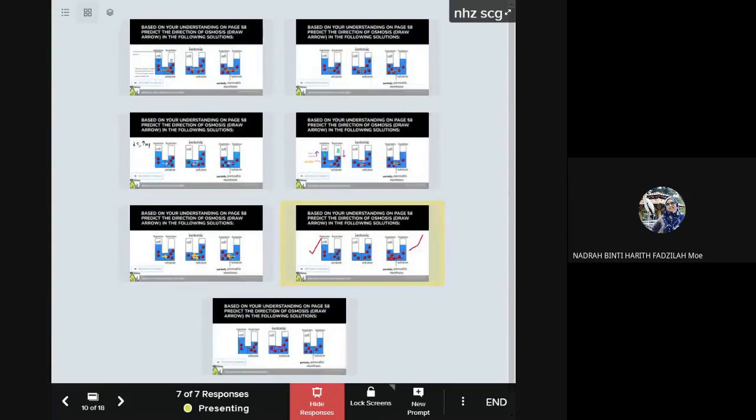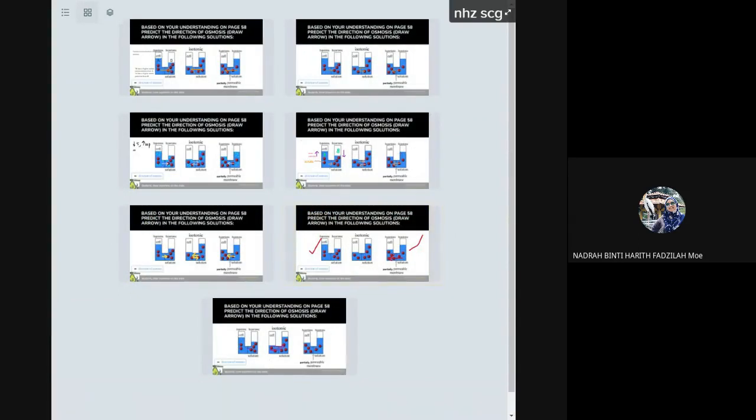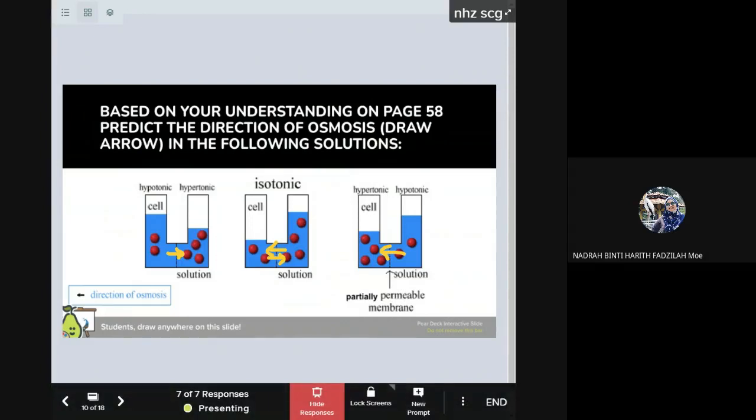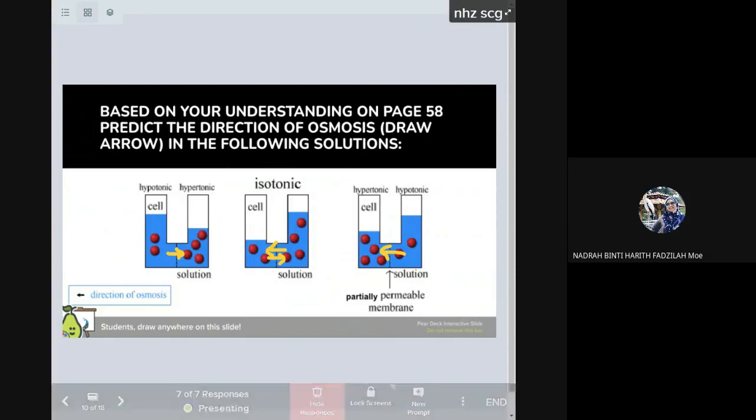Ada juga sampel jawapan kat sini. Okay, yang macam Sarah tulis ni pun okay. From right to left. Okay. And then for isotonic solution, tengah-tengah tu dia dah mengalami isotonic kan. So arrow yang dari kiri ke kanan adalah sama dengan arrow ke kanan pergi ke kiri. If you draw it like this, it is correct.